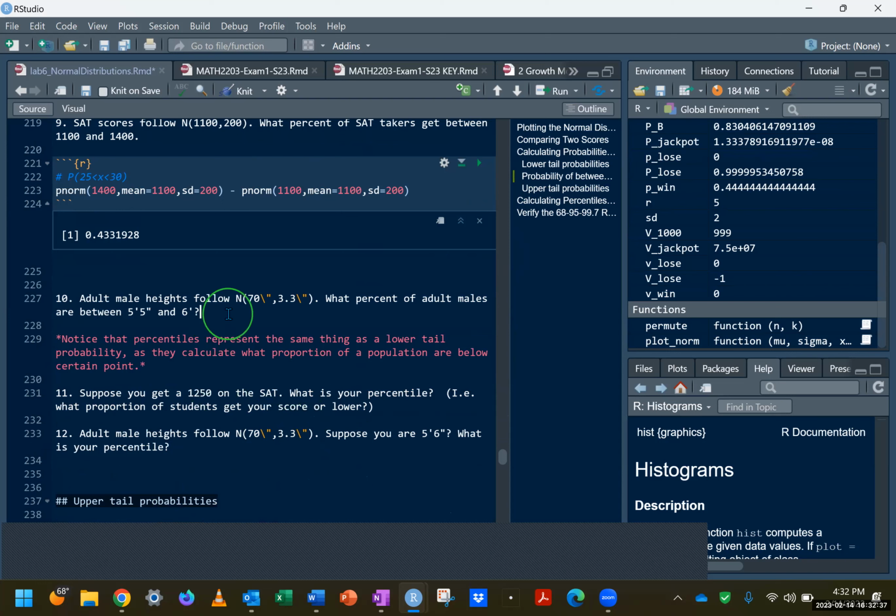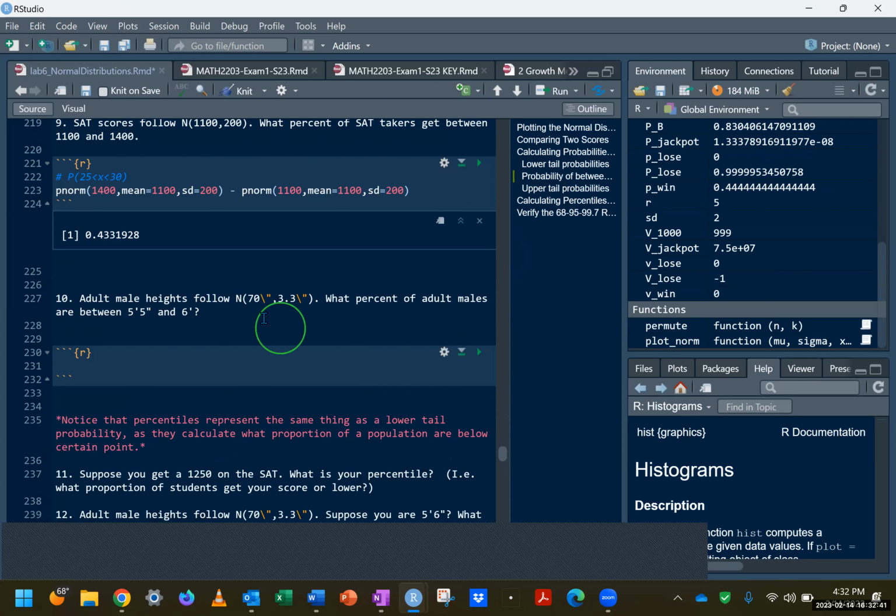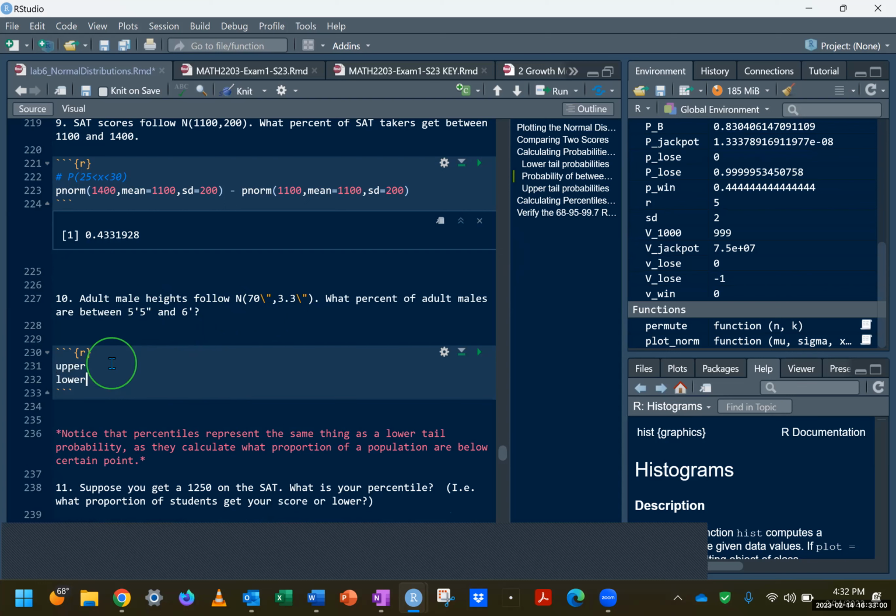So let's see. I'll do this one now too. This one's tricky because we're given height. Mean height is 70 inches. Standard deviation of height's 3.3. So if we want to find out the probability between being 5 foot 5 inches and 6 foot, we got these answers in feet when really our distribution is measured in inches.